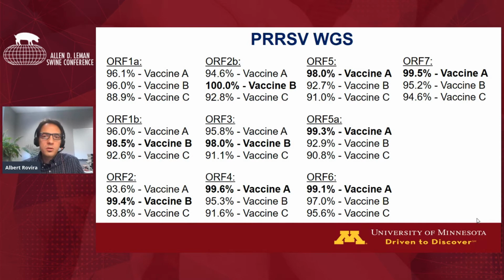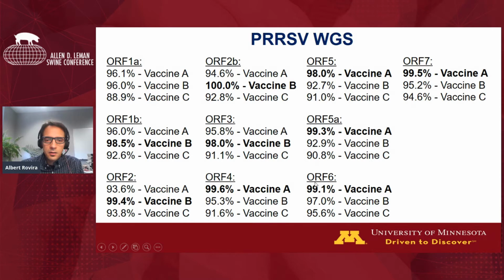Now, when you do whole genome sequencing, you don't have to look at OR5. You can look at the whole genome, or you can look at whatever you want, really, but you can look at the different genes one by one. This is what we did here. And I want you to take a look, to go backwards, take a look at ORF7. We see that it's very, very similar to vaccine A, 99%.